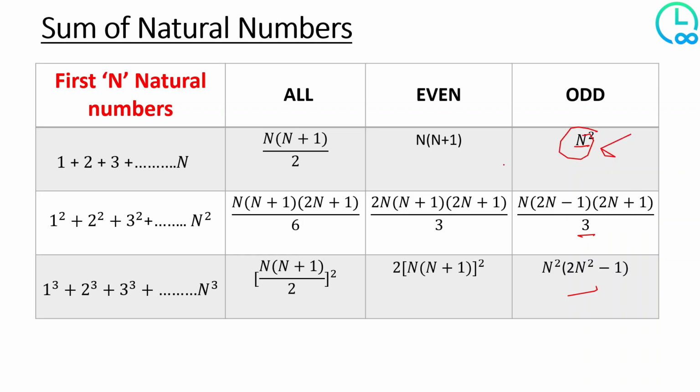This is simple. This you can remember: n square. Just keep it in your head, and whenever you forget, you can just use this. 1 plus 3, the sum of 1 plus 3 is 4. 4 is n square. The sum of 2 terms is n square.